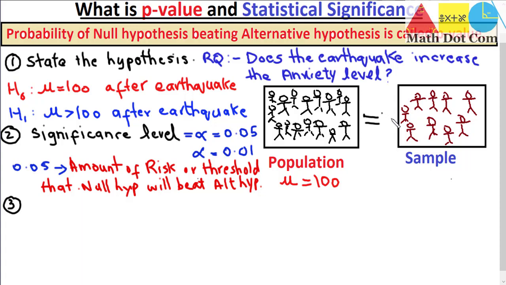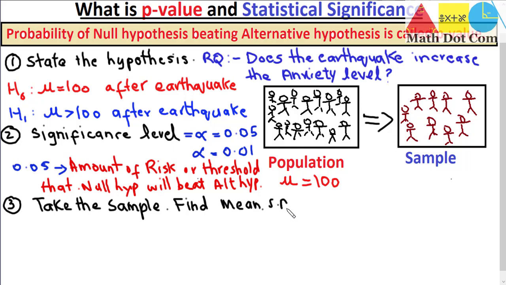As I have mentioned here, you have to take the sample from the population in order to check whether the earthquake is affecting the anxiety level or not. So for that, the next step is to take the sample and find its mean and standard deviation, so that it can be helpful for use in the further statistical tests.